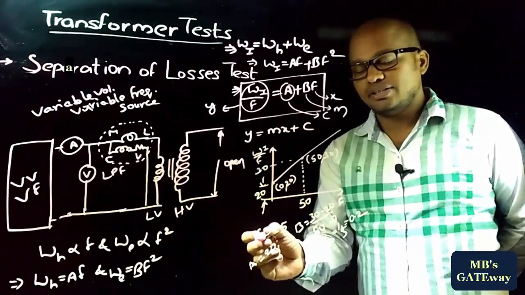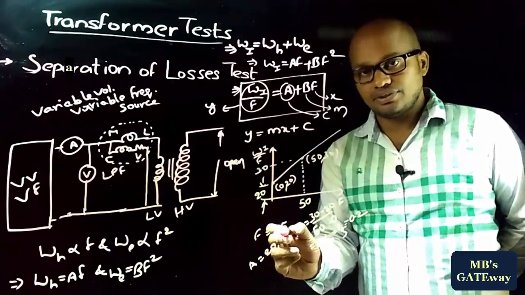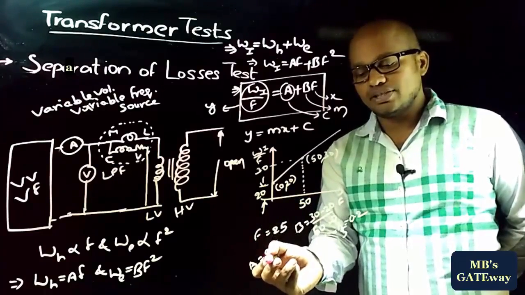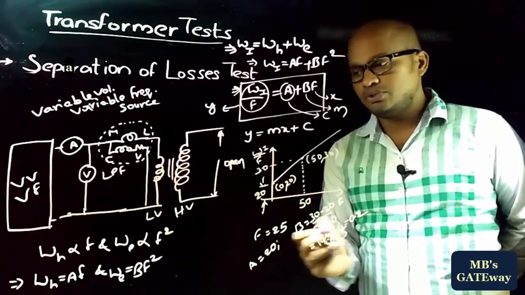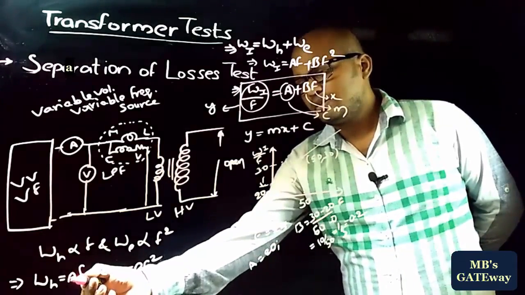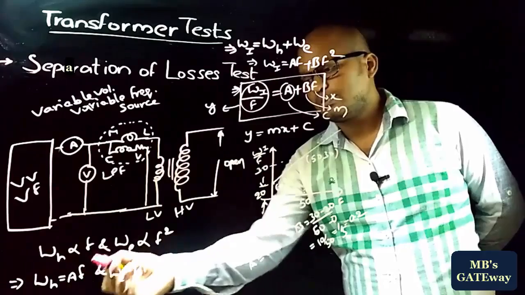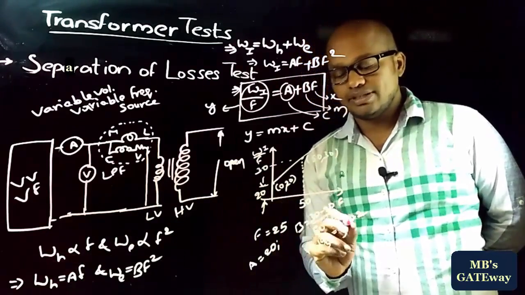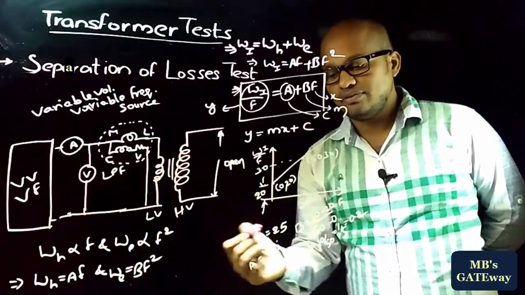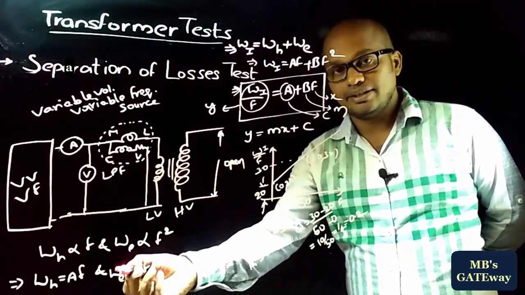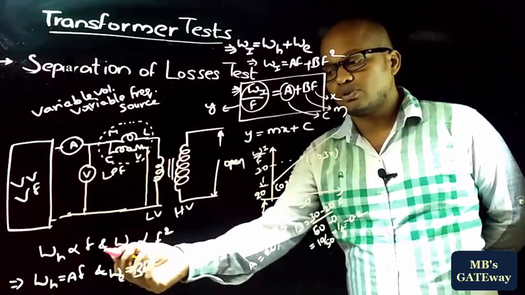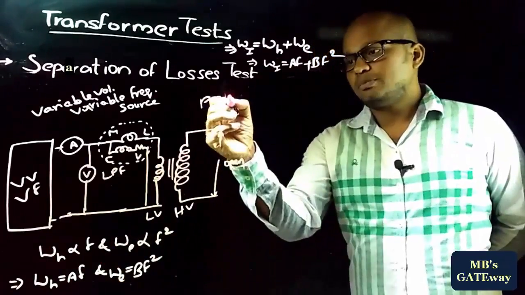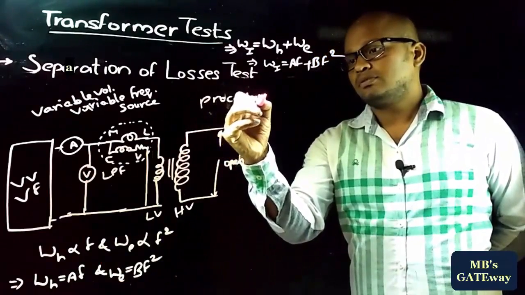As it is asked to find the hysteresis losses and eddy current losses at frequency 25, as we got A equal to 20 and B equal to 0.2, place A here and frequency F equal to 25, then you will get the hysteresis loss. Similarly place B in this and frequency as 25 square, so you will get the eddy current losses, and therefore the total iron loss is equal to hysteresis losses plus eddy current losses.